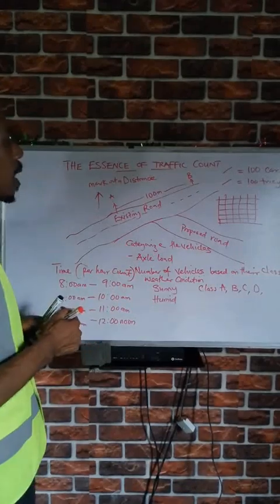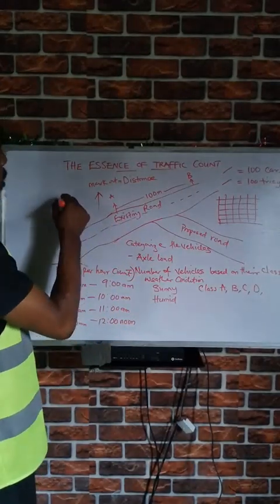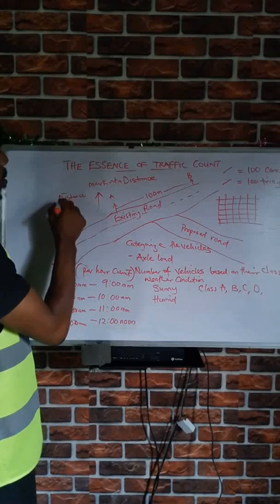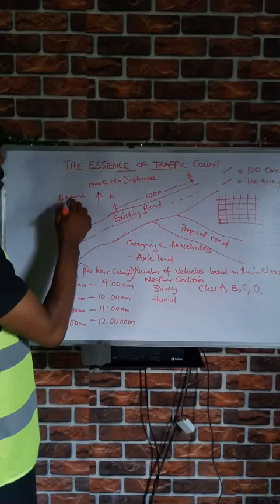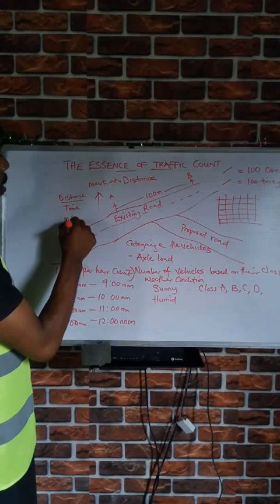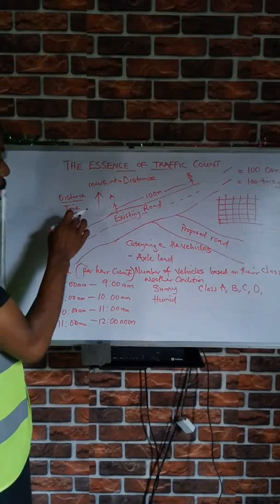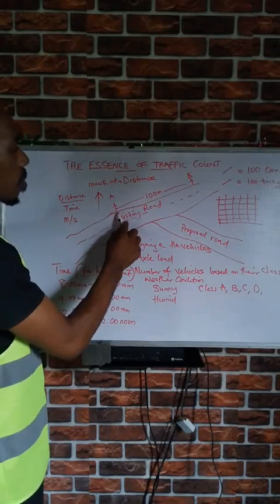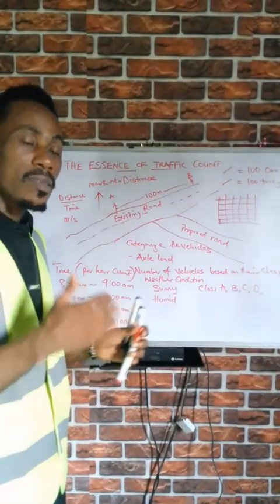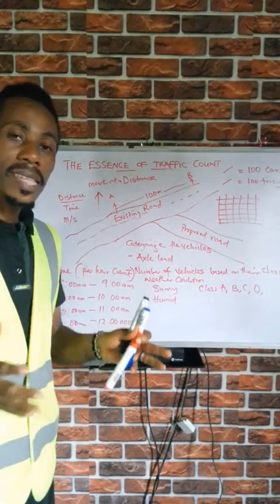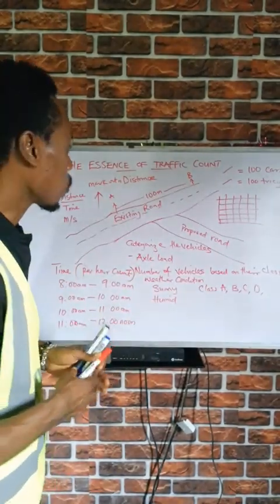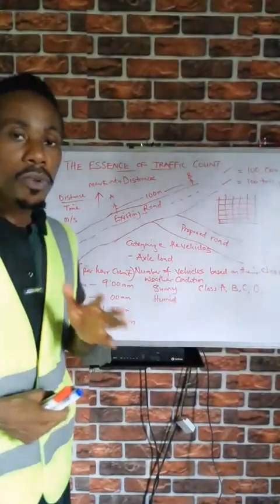So with that, you can work out the velocity, which is distance over time. That will give us meters per second. So that will give us the speed at which a vehicle travels from this point to this. So you can also use this traffic count to determine the speed limits or the extent of speed that vehicles maintain within a section of the road. So the importance of traffic count cannot be overemphasized.